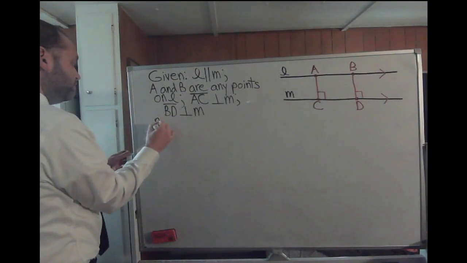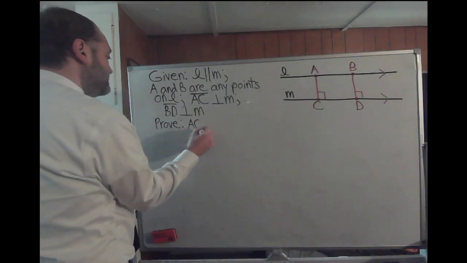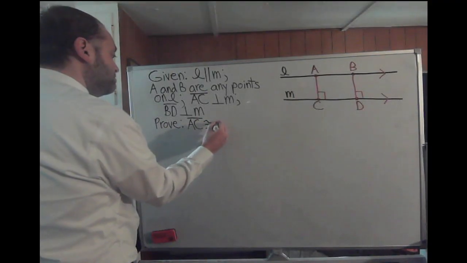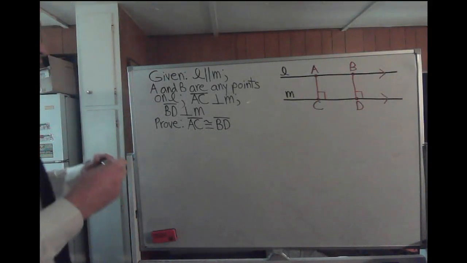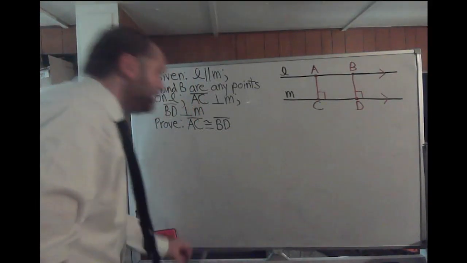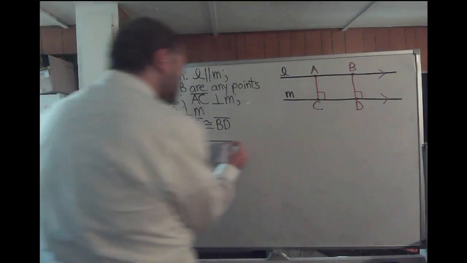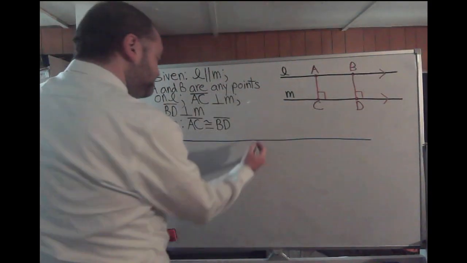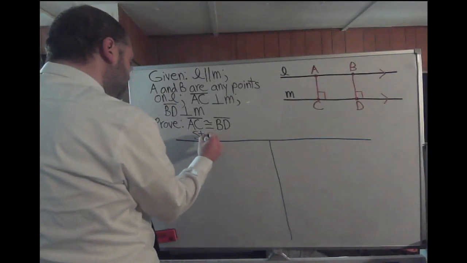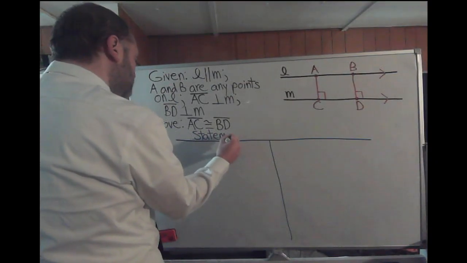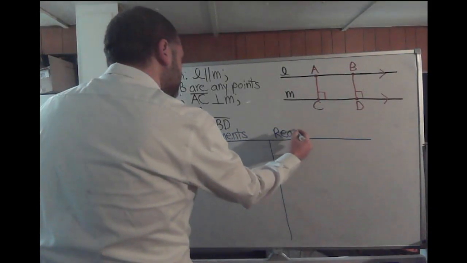So what are we going to prove? Well, we're about to prove that AC is congruent to BD. So we're going to prove that AC is congruent to BD. So this will kind of be incorporating everything we've learned so far into this proof. So let's go ahead and set up our columns here. So we have our statements and our reasons.